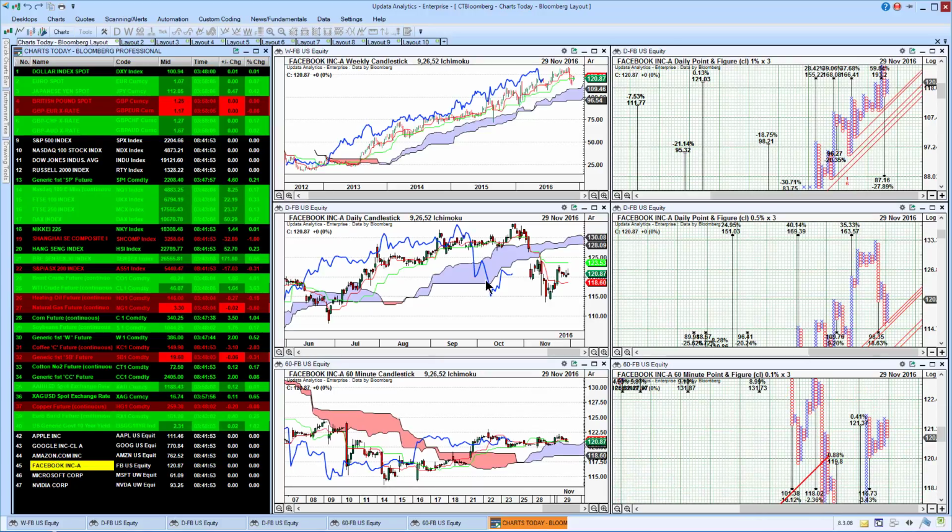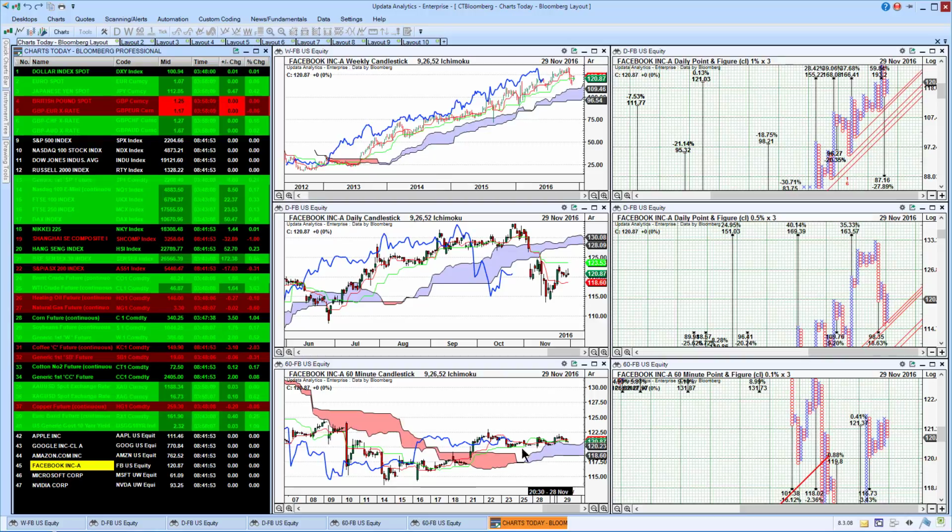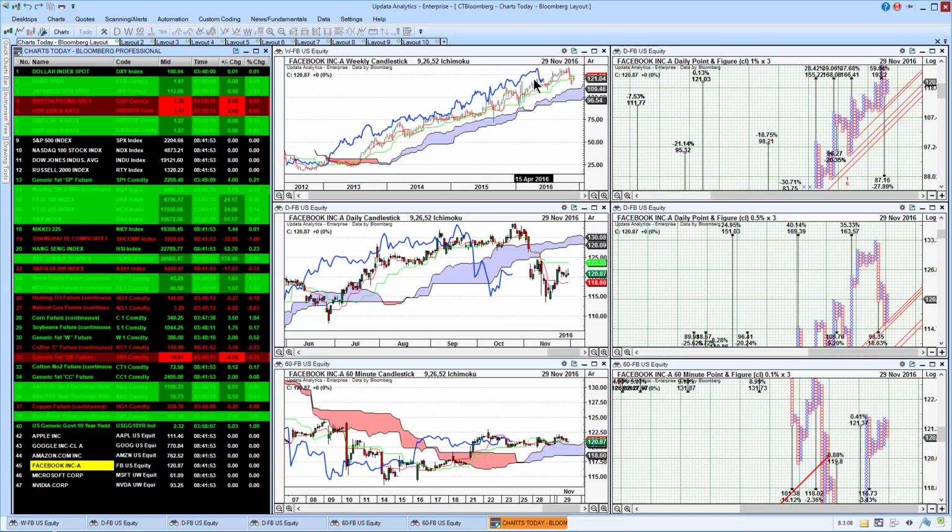Facebook showing strength again, a bit worrying on the daily chart, but through on the 60-minute, waiting for a move to break out of this sideways range of the last few days. Look at this long-term trend. Lots of targets to the upside, still looking good in the long run.